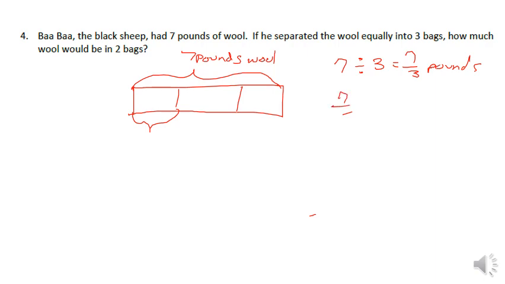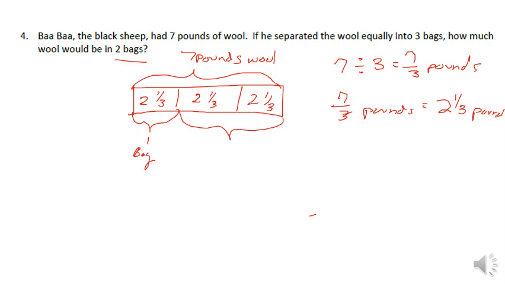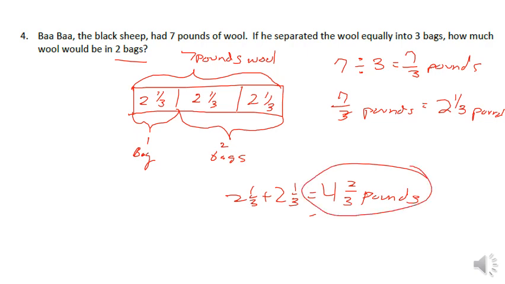which 7/3 pounds is equal to 3 will go into 7 2 times with 1 left over, pounds. So we're saying each one of these is 2 1/3 pounds. Now, a lot of students at this point will put this answer in saying it's 2 1/3 pounds. But the question is, how much would be in 2 bags? So this is 1 bag. So 2 bags represented here would be 2 1/3 plus 2 1/3 equals 4 2/3 pounds. That would be the correct answer.